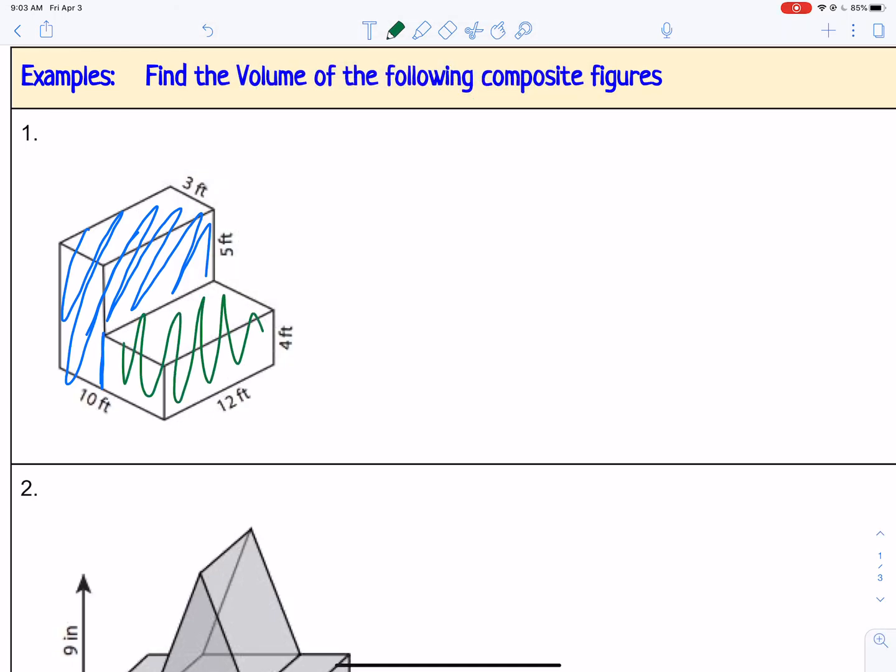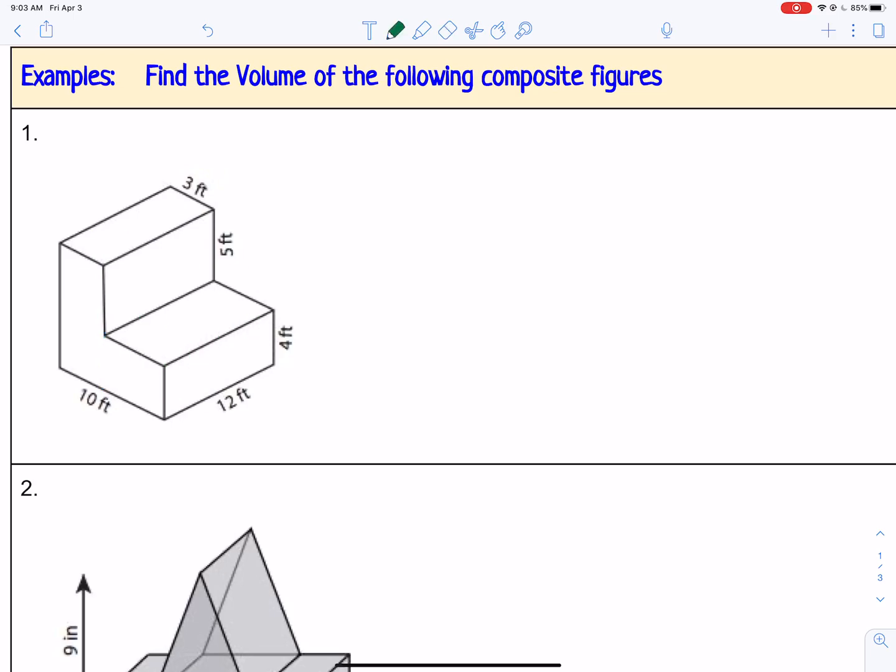You can find the volume of those two boxes and then add those together, or you could divide it like maybe you see it this way and you could find the volume of the two boxes and add those together in that way. And that's the way that I am going to work out this example, but if you work it out either way, you should get the same answer.